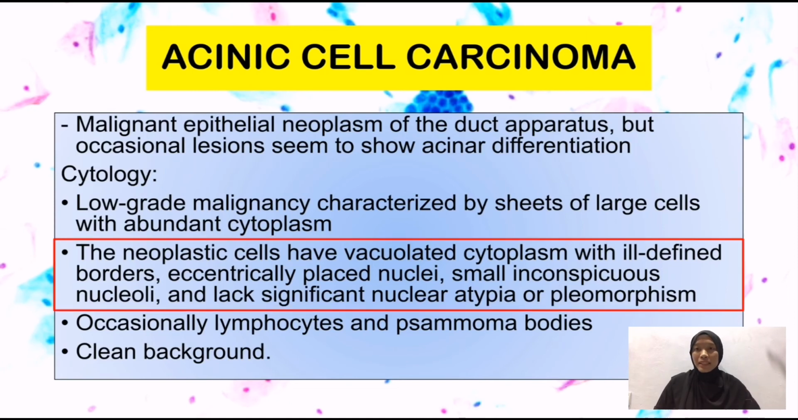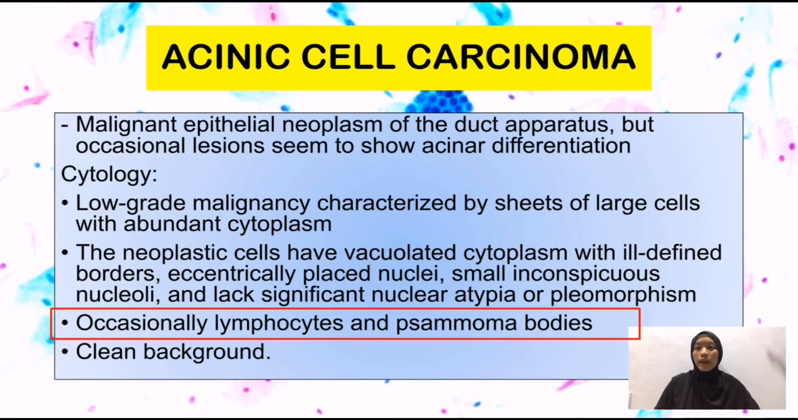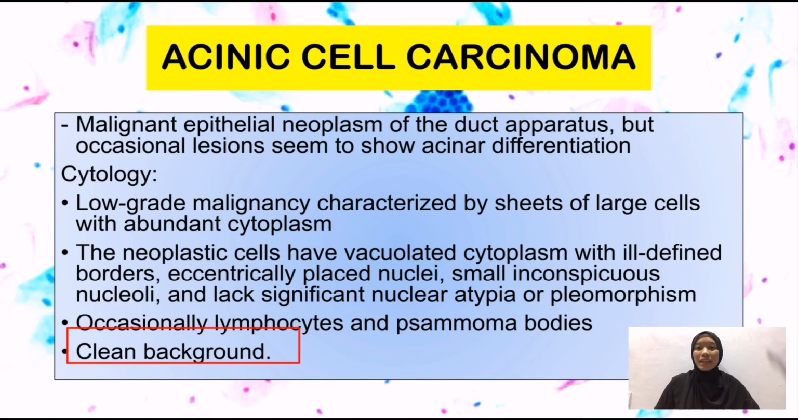The neoplastic cells have vacuolated cytoplasm with ill-defined borders, eccentrically placed nuclei, small inconspicuous nucleoli, and lack significant nuclear atypia or pleomorphism. It has occasional lymphocytes and psammoma bodies, and the background is clean.